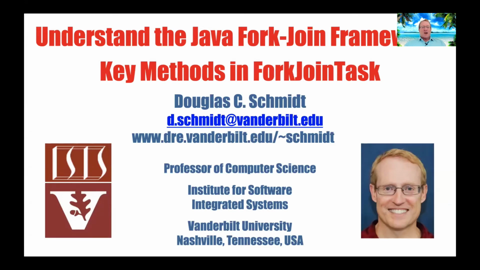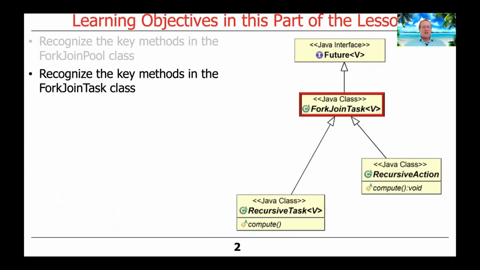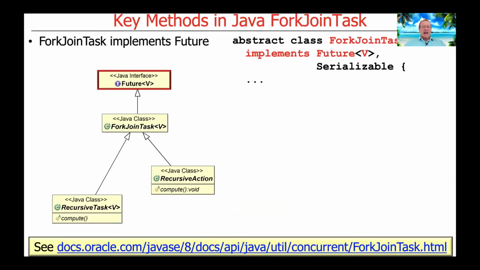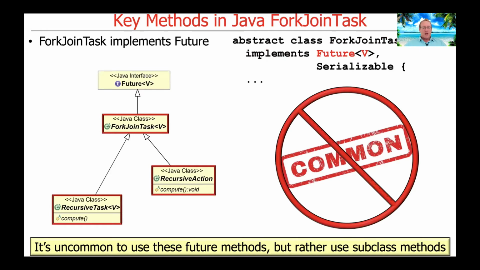So now that we had a chance to talk about ForkJoinPool and its key methods, let's turn our attention to another very important piece of the puzzle, which are the key methods in a ForkJoinTask. And as we saw before, ForkJoinTask implements Future. So if you take a look at ForkJoinTask, you can see it's an abstract class that implements the Future interface, and therefore it inherits all of those methods and it implements them.